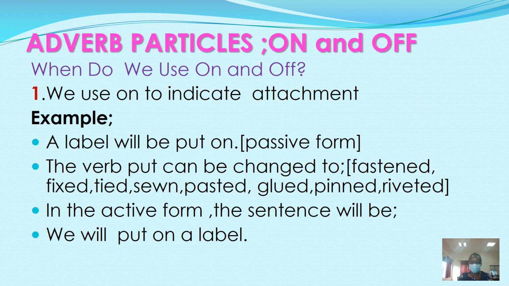This is the passive form. The verb put can be changed to fastened. For example, a label will be fastened on, a label will be sewn on, a label will be glued on, a label will be riveted on. In the active form, the sentence will be, he will put on a label.